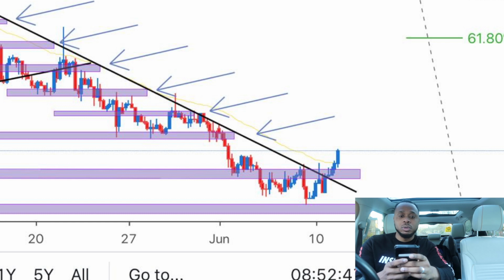But as you can see, I'm using the exact same strategy. As an example, check this out right here. This is one example, right? It broke the zone, came up for a retest, went back down, and then pushed up and broke the resistance.